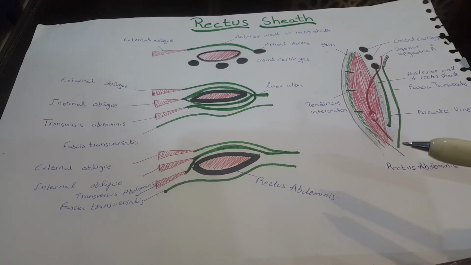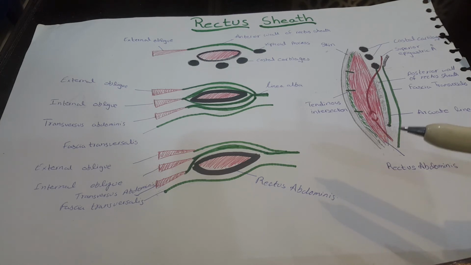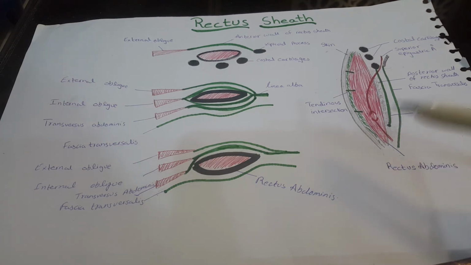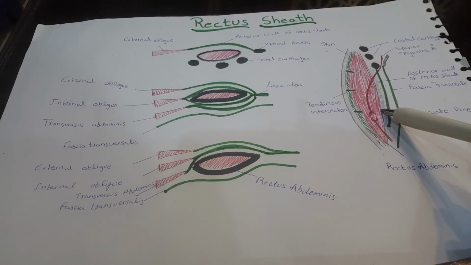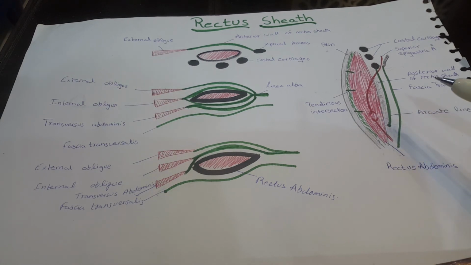What is the function of the rectus sheath? Rectus sheath basically increases the efficiency of the muscle. Okay, it checks the bowing of the rectus muscle during its contraction and thus increases the efficiency of the rectus abdominis muscle. And secondly, it maintains the strength of the anterior abdominal wall, which is the main function.